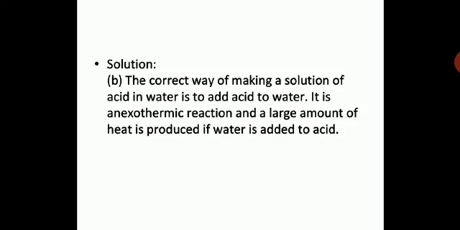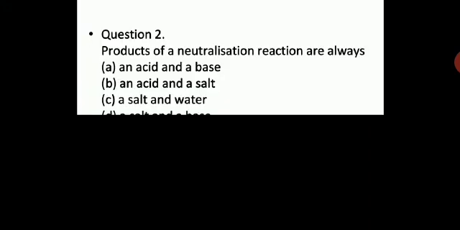Correct option B. The correct way of making a solution of acid in water is to add acid to water, because it is an exothermic reaction and a large amount of heat is produced if water is added to acid directly. So you have to gradually add acid to water. As the correct way of making the solution is to add acid to water, and gradually you have to do. I hope you understood this.